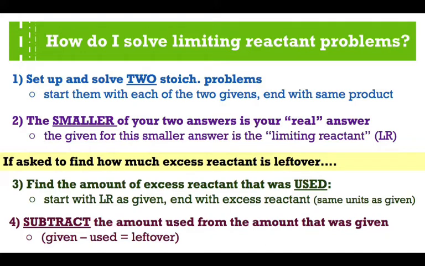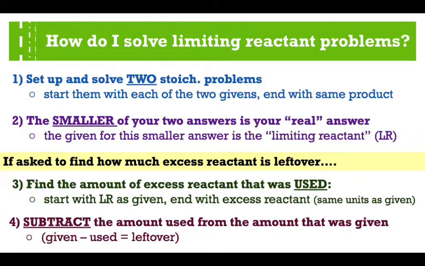So once you realize you have a limiting reactant problem because you have two givens to start off your reaction, you're going to set up and solve two stoichiometry problems. Start them with those two givens that you've got, and you're going to be ending at the same product, the same unit, same product. So there's going to be some similarity between some of these numbers you need to use.